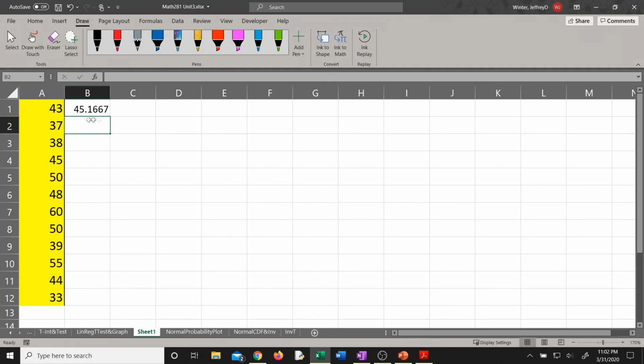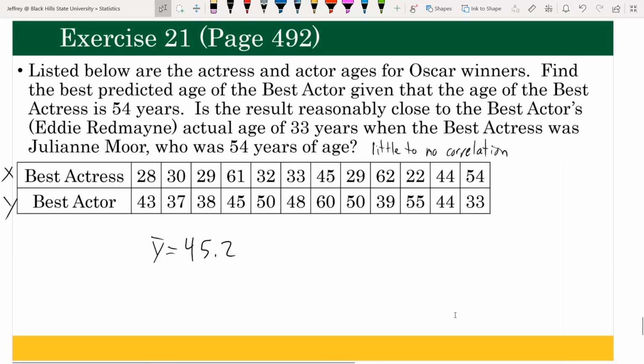So about 45.2. Notice that because there is no correlation, we don't actually care how old the best actress is, because that doesn't help us predict the best actor's age. So our best guess is 45, which, as you could probably guess, is not a very good estimate for predicting the actual age of 54 years. Well, thank you for watching.